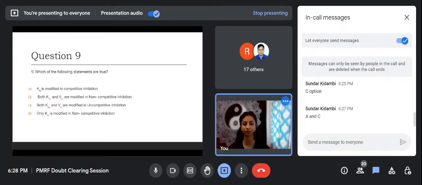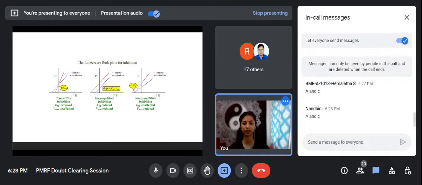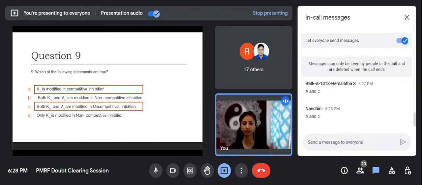A and C. Okay, A and C. Alright. So the majority seems to think it is A and C. Let's see if the answer is correct first. And yes, A and C is the correct answer.